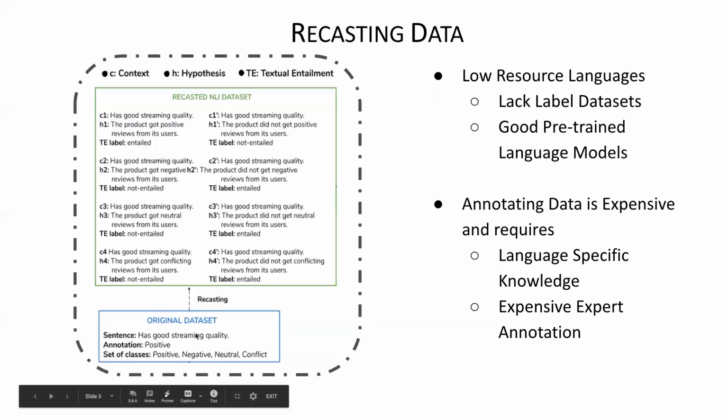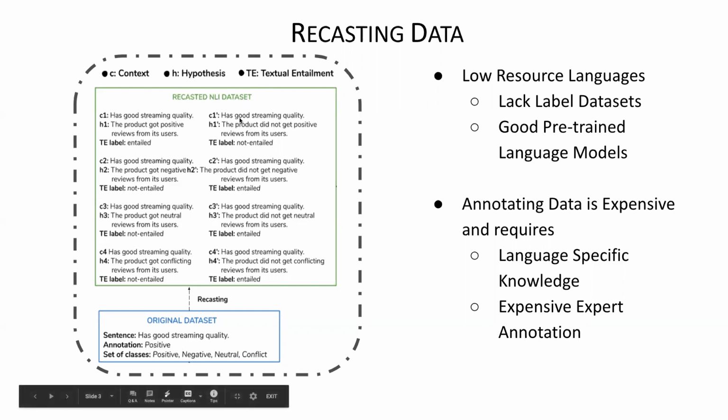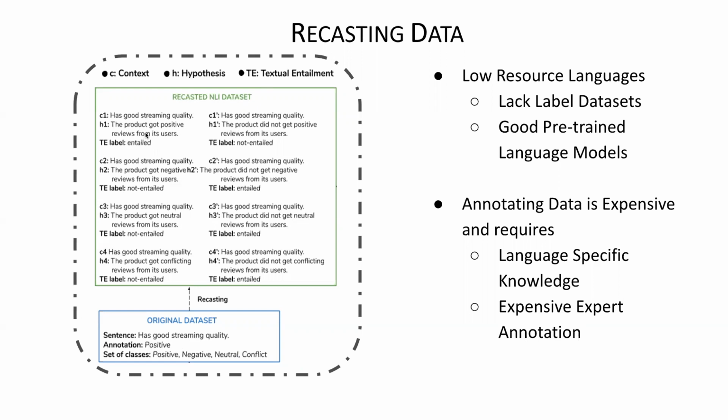Now, what you can do is convert this dataset into an NLI dataset using the classification and all the set of labels. The true label will determine the entail and not entail gold label of textual entailment. For example, has good streaming quality, the product got positive reviews from the user. We know this is entail because the original label is positive. Has good streaming quality, the product did not get positive reviews. This is the negation of H1, and you can see this is not entail because the product actually got positive reviews.